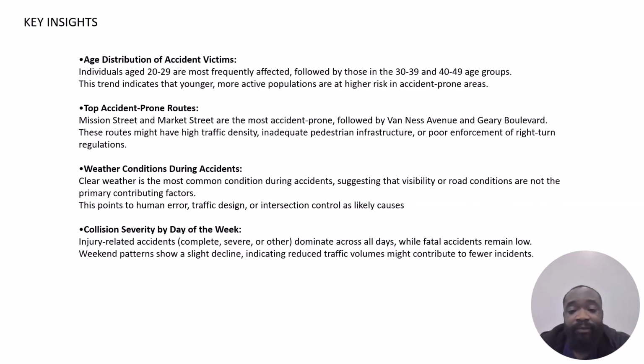Key insights from those dashboards, we can see that individuals aged 20 to 39 are frequently affected by right turn on red accidents. We also noticed top accident prone routes like Mission Street and Market Street. Also noticed that clear weather is the most common condition that occurs during accidents. And we also noticed that the weekend shows a slight decline, indicating reduced traffic volumes, which contribute to fewer accidents.